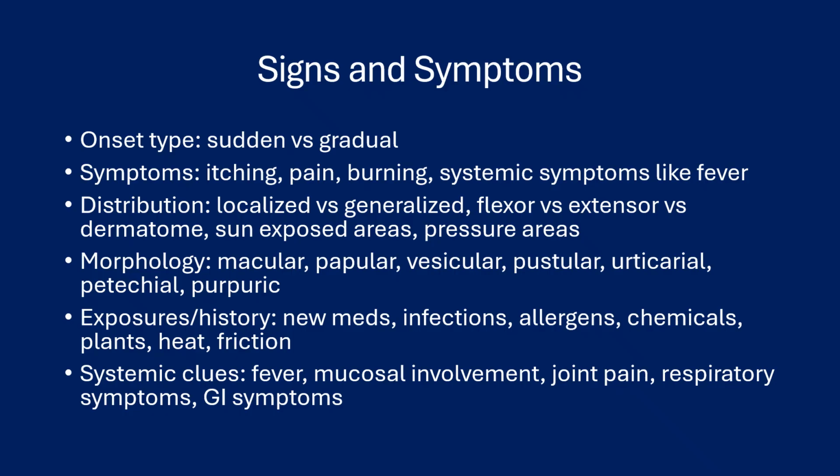Exposure history: have they started any new medications? Recent infections, allergens, chemicals, plants, heat, friction. You really have to take a detailed history when dealing with rashes like this. Systemic clues: fever, mucosal involvement, joint pain, respiratory symptoms, GI symptoms.